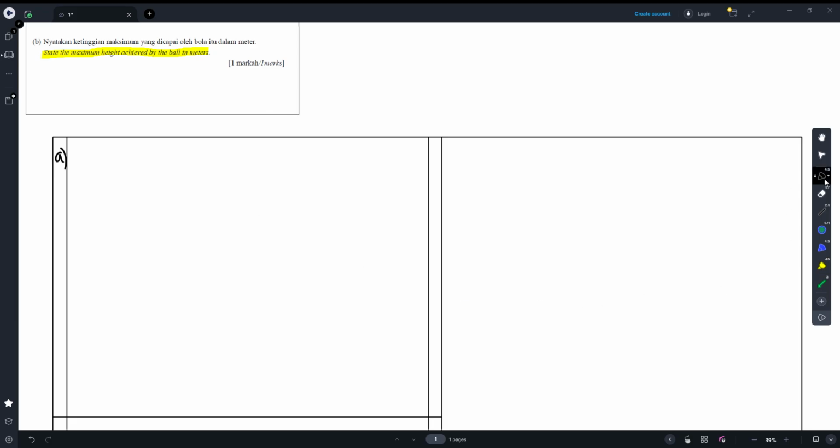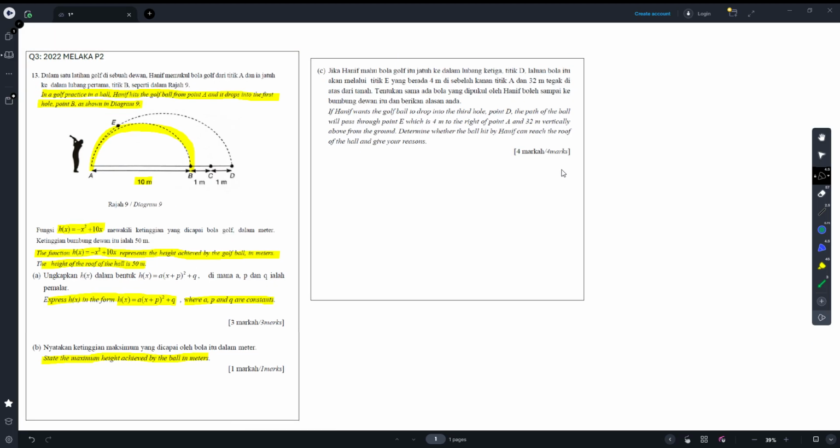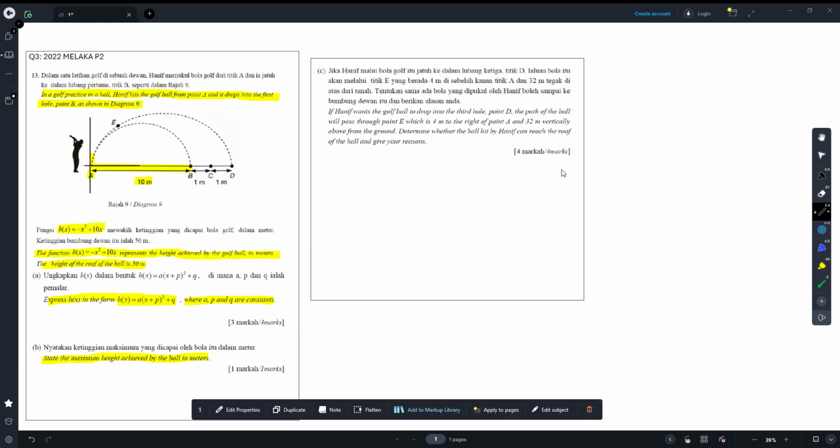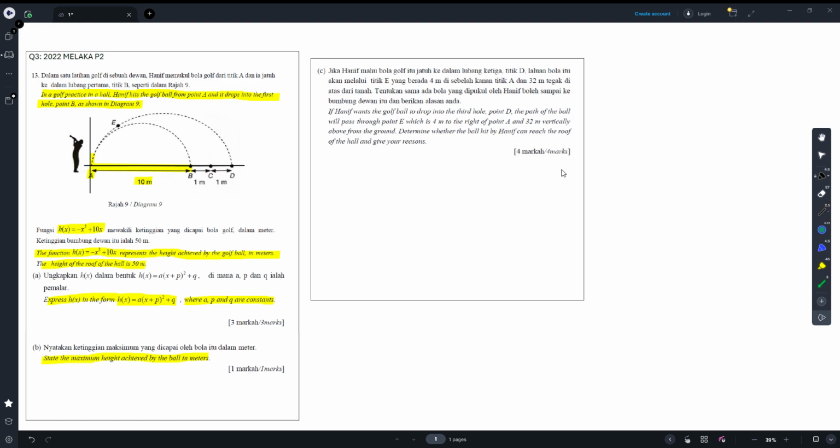So the function that is given to us is h(x) = -x² + 10x. So the a value is -1, the b value is 10, and the c value is 0. Please take note the c value is 0 because the entire pathway starts from the origin. As you can see in the diagram above, we are taking this as the origin. So you can imagine a y-axis here, and you can imagine this as your x-axis. That will make your life easier and better understanding. This is your x-axis, this is your y-axis.